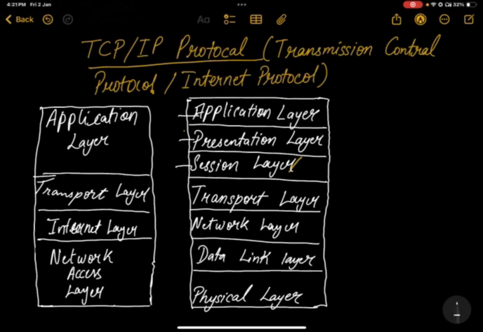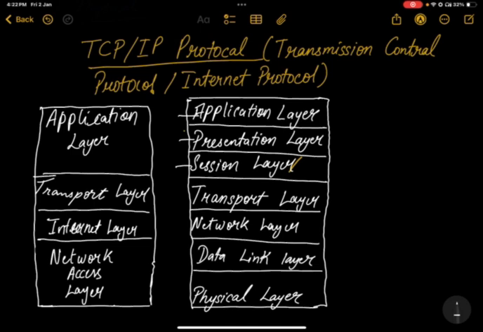The TCP/IP model consists of four layers, each of which combines the functions of multiple OSI layers. The left one is the TCP/IP model, and the right one is the OSI model. The first layer is the application layer, and this layer corresponds to the application, presentation, and session layers of the OSI model. It provides services directly to the user and supports protocols such as HTTP, which is web browsing, FTP, which is file transfer, DNS, and SMTP, which is email. This layer allows applications to communicate over the network.